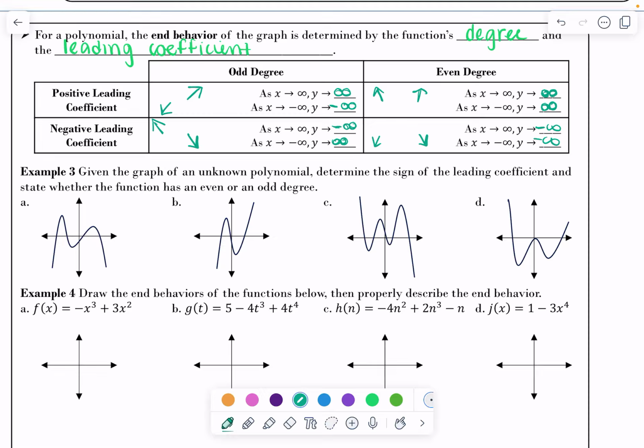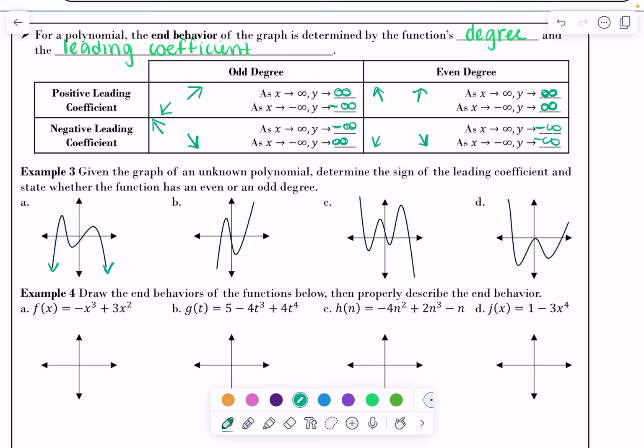So looking at example 3, let's apply what we just learned in our table. Again, you're learning this for the first time, so it's going to take a second, but it's good to apply the table by directly looking at it, and it helps you memorize it. Example 3: given the graph of an unknown polynomial, determine the sign of the leading coefficient and state whether the function has an even or odd degree, okay? I'm looking, my arrows are both pointed this way. This is the end of my degrees, okay?